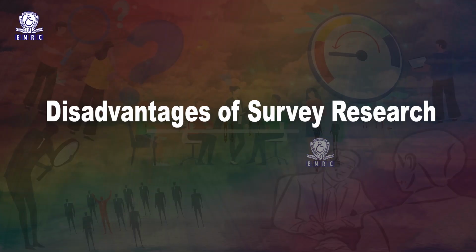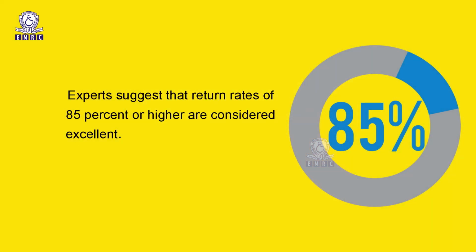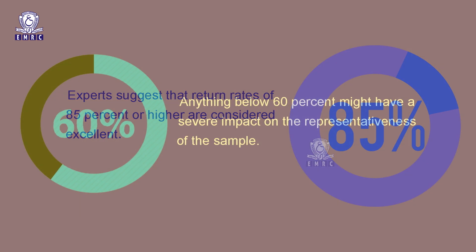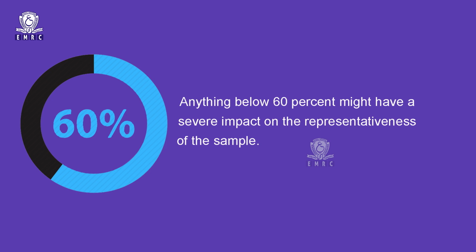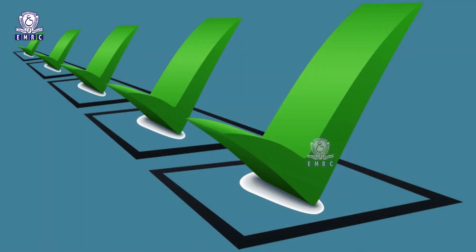Disadvantages of survey research are: one potential problem with written surveys is the non-response bias. Experts suggest that return rates of 85% or higher are considered excellent, but anything below 60% might have a severe impact on the representativeness of the sample. Poor survey construction and administration can undermine otherwise well-designed studies. The answer choices provided in a survey may not be an accurate reflection of how the participants actually feel.